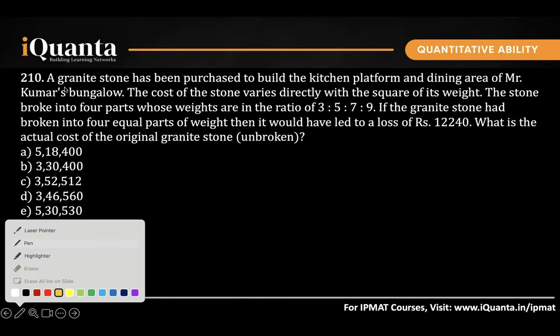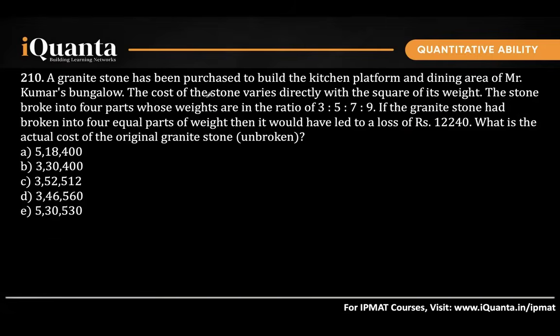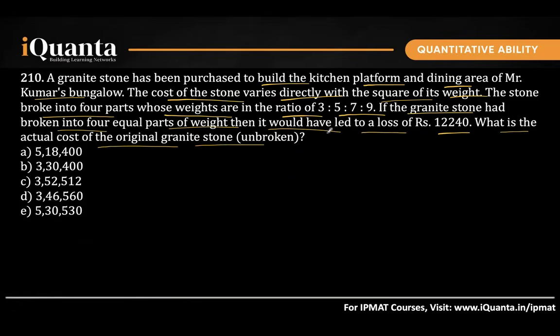Now let's talk about this. A granite stone has been purchased to build the kitchen platform and dining area of Mr. Kumar's bungalow. The cost of the stones varies directly with the square of its weight. The stone broke into four parts whose weights are in ratio 3, 5, 7, 9. If the granite stone had broken into four equal parts of weight, then it would have led to a loss of this much. What is the actual cost of the original granite stone unbroken?